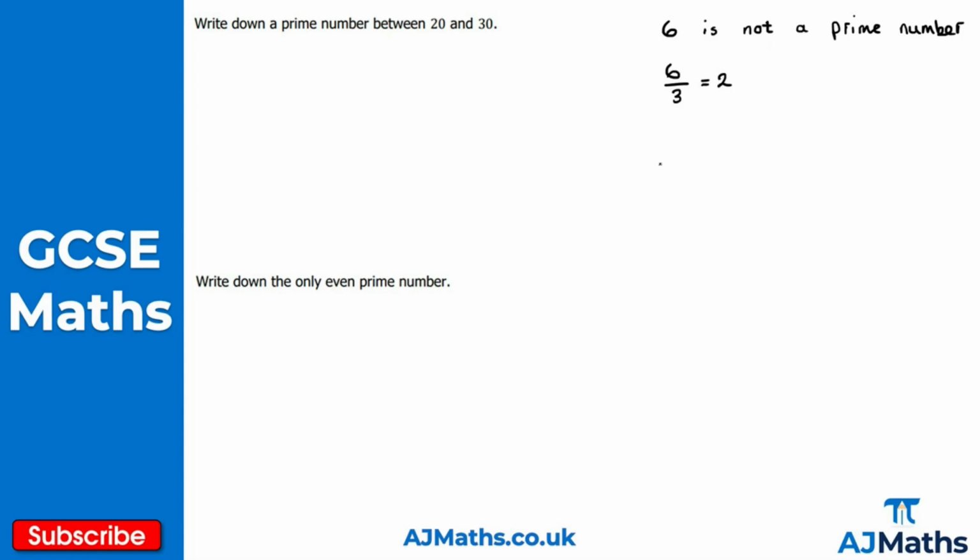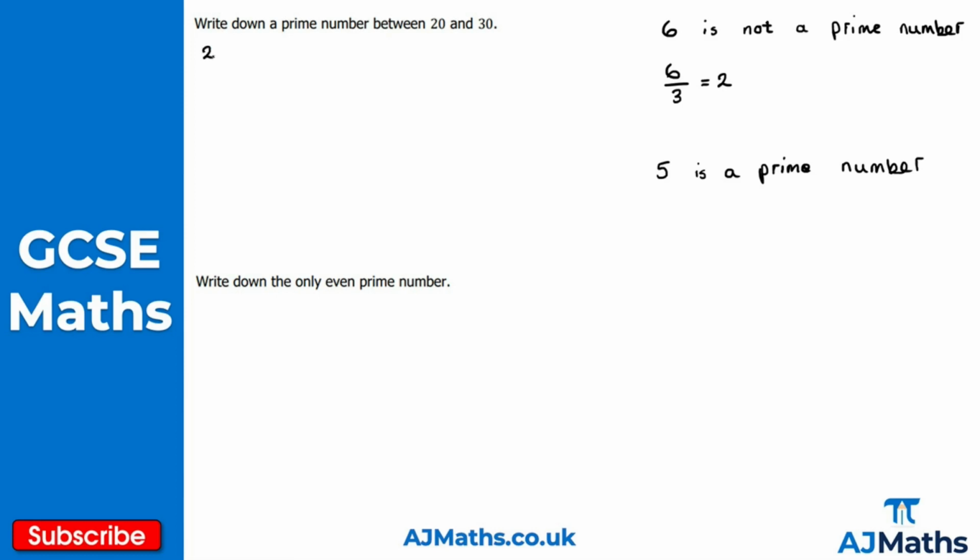So 6 in that case is not a prime number. However, 5 would be a prime number, and the reason for that is because I can only divide 5 by 1 and itself. I can't divide 5 by 2, I can't divide 5 by 3, and I can't divide 5 by 4. So I can only divide it by 1 and 5, and hence 5 would be a prime number. So if we're looking for a prime number between 20 and 30, what we need to do now is just test those numbers between 20 and 30. So 20 won't be prime because I can divide that by 2, I could divide it by 10. So 20 is definitely not prime.